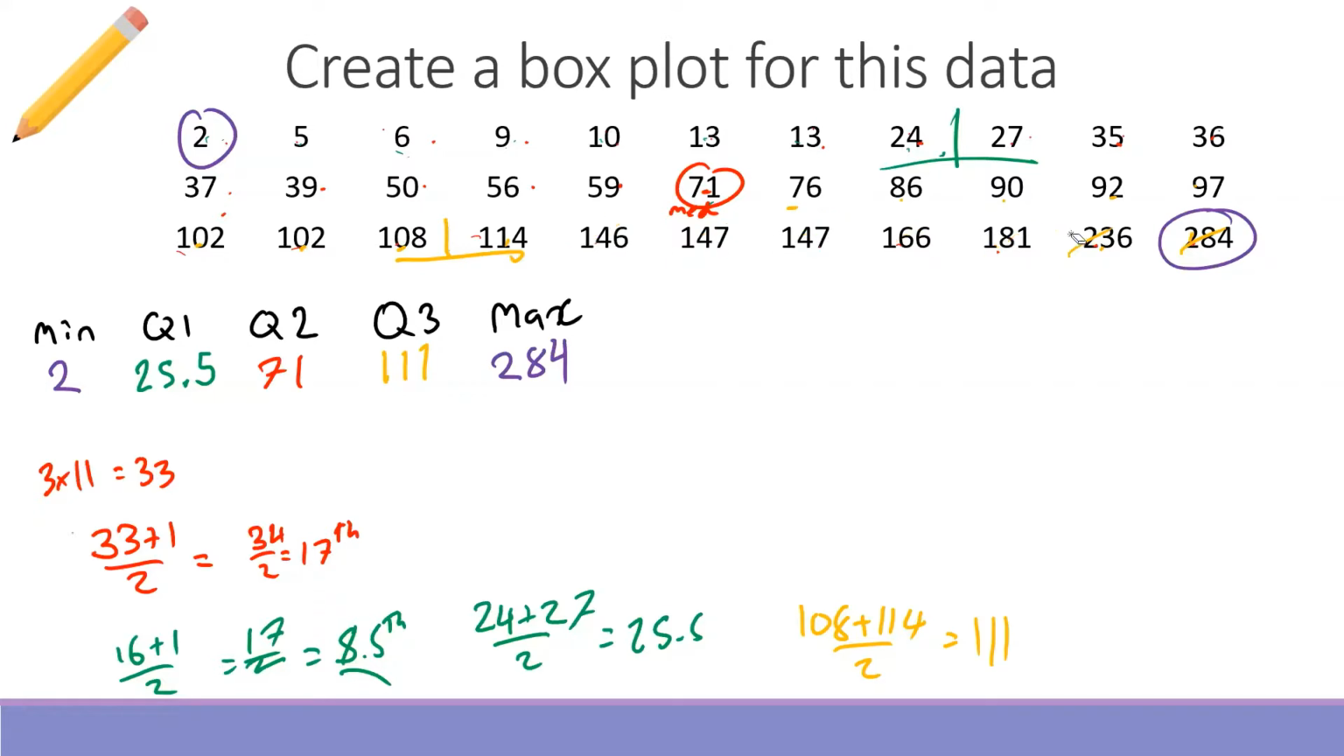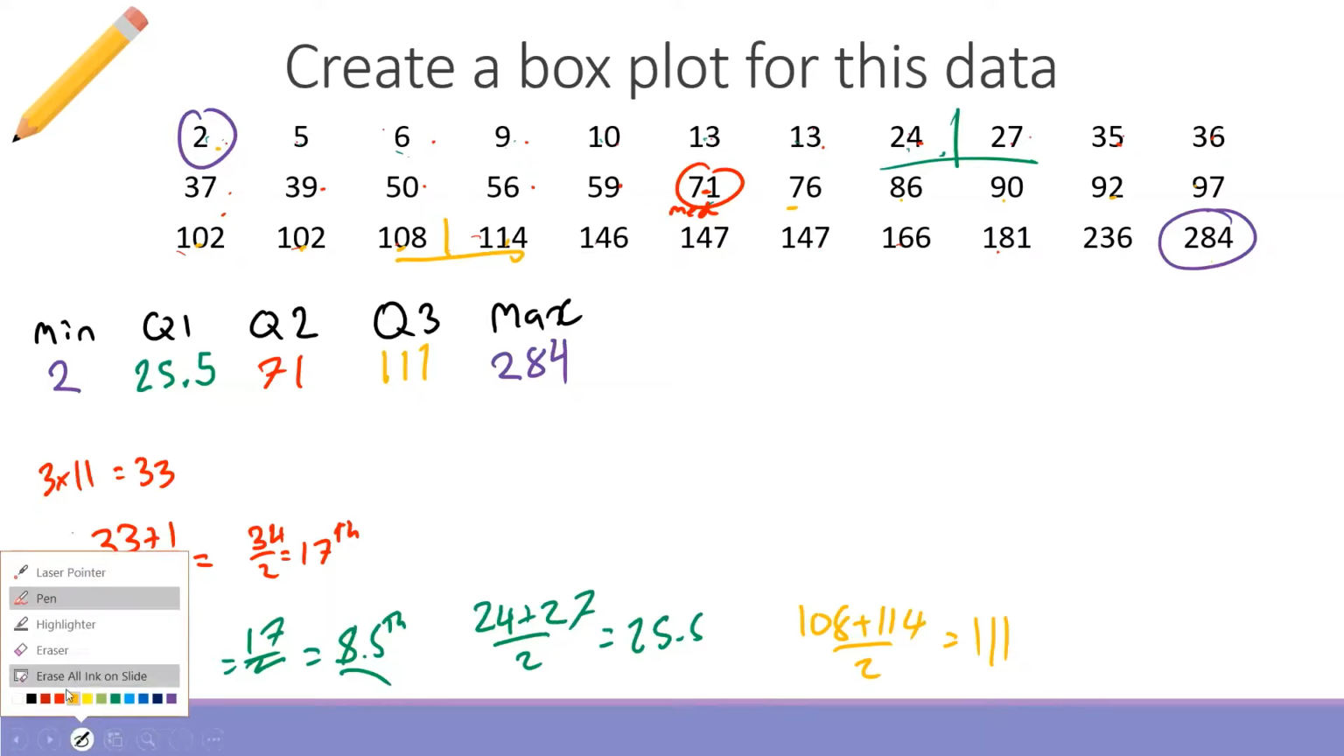Now that puts us pretty far along in our calculations. Before we can start plotting this out and getting a nice little graph, let's check for outliers, because this 2 seems pretty small, and this 284 seems pretty large. So let's check for outliers. How do we check for outliers?